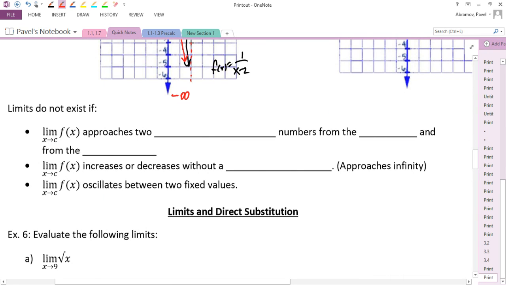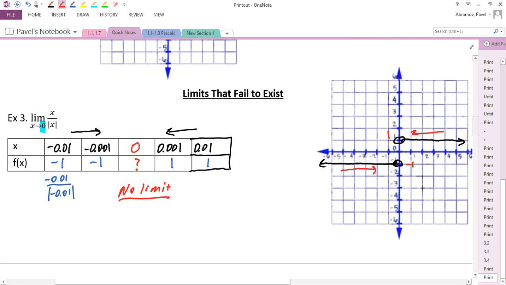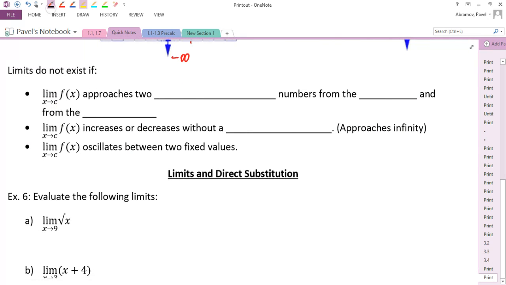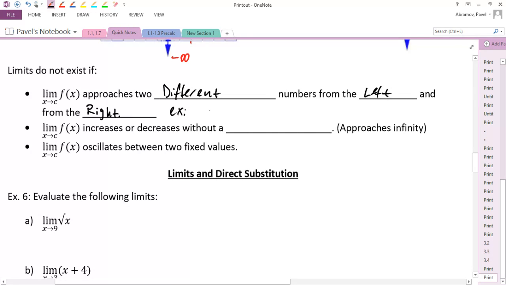The first one was the example 3, this one right here, where you were approaching the same point from the left and from the right, but it never squeezed in because they approached two different numbers. So the limit as x approaches c of f of x approaches two different numbers from the left and from the right. Again, the example of this would be the limit as x approaches 0 of x over absolute value of x. There are other ones, but that's the one that we talked about.